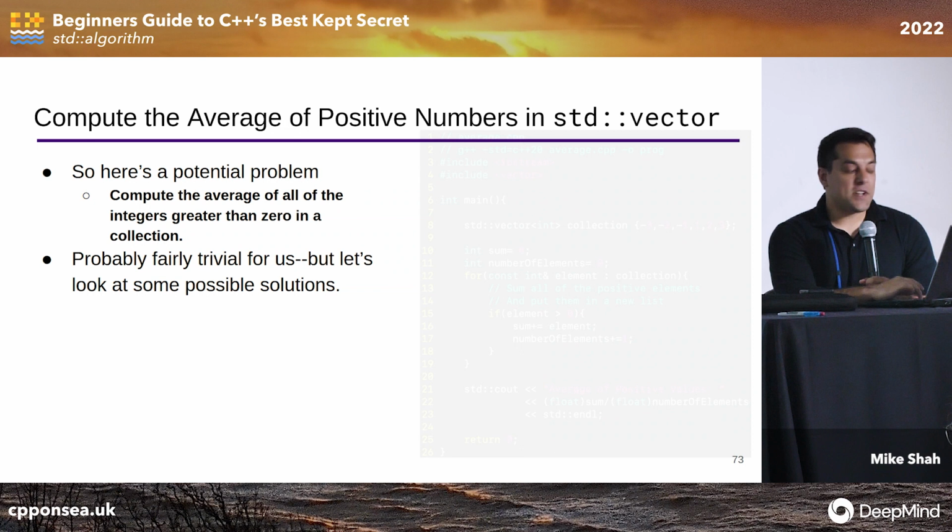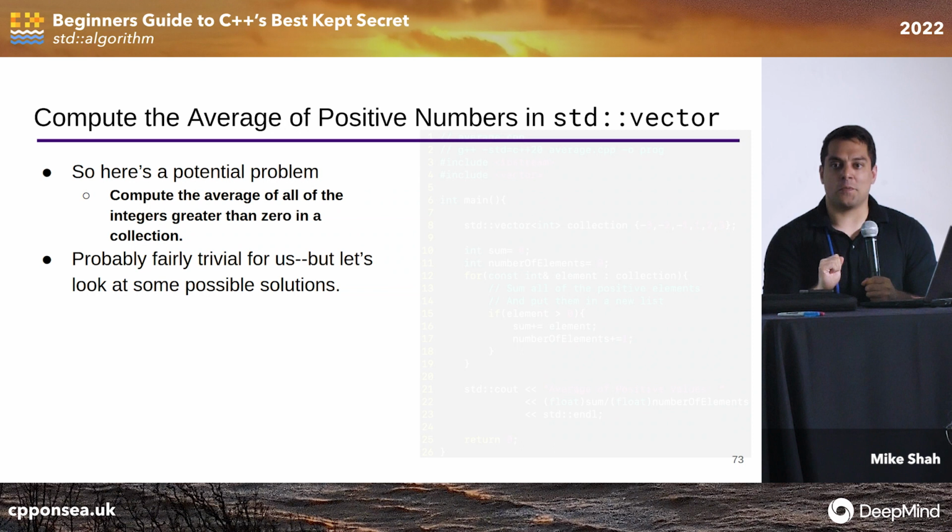So here's the potential problem I have. I'm going to compute the average of all the integers greater than zero in a collection. Okay, so I could have negative numbers, positive numbers, and we'll just compute the average here. And again, this example is probably trivial. It's got to fit in a slide for those here. But I think it's a good problem to start with. And remember, software evolves too, so this problem might change a little bit, right? The software development lifecycle.